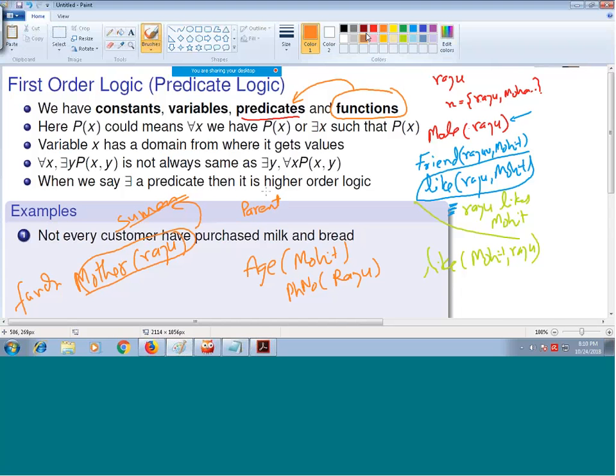Parent is a predicate where you are going to supply three things: X, Y, and Z, where X is the person, Raju, Y is the father, and Z is the mother. So here you can write out the formula this way: parent(X, father of X, mother of X), like this.